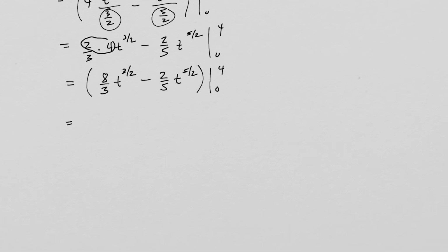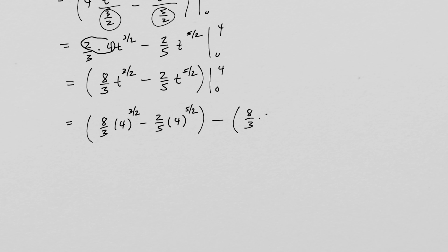Now let's plug in 4. So we get 8/3 times 4 to the 3/2 minus 2/5 times 4 to the 5/2 minus, and then when you plug in 0, well, when you plug in 0, you're going to get 0 in this case. And this is because 0 to any power is 0. So 8/3 times 0 is 0, and 2/5 times 0 is 0.